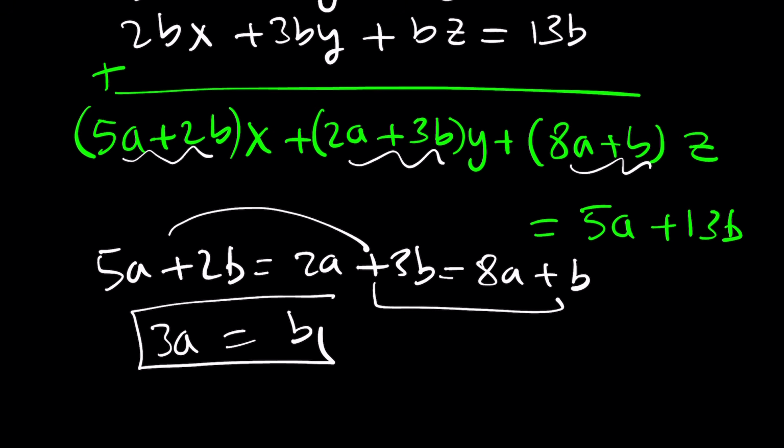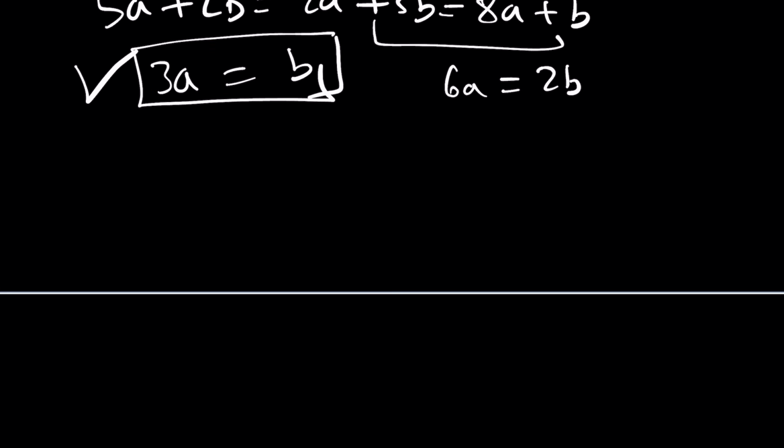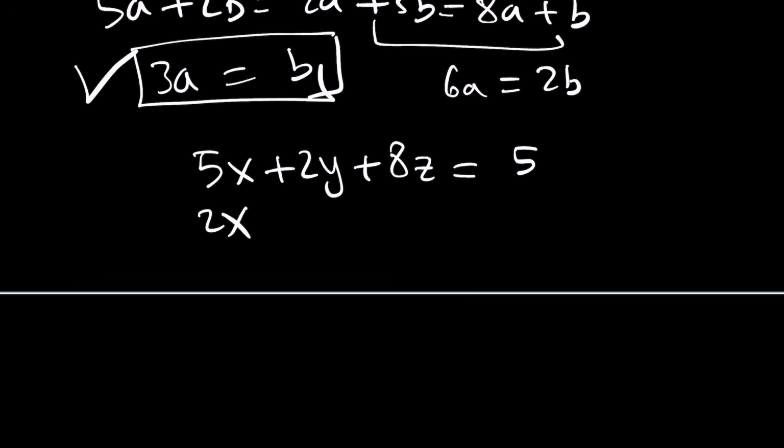How about this one? This gives you 6a is equal to 2b, which is the same as 3a is equal to b. So as long as you pick a and b in such a way that b is 3 times a, then you'll be fine. Now, what is that supposed to mean? Let me rewrite the problem, and I'll explain what I mean by that. This is really cool, and there's probably a geometrical interpretation which you can let us know if you are good at geometry, 3D geometry, because this definitely has a meaning.